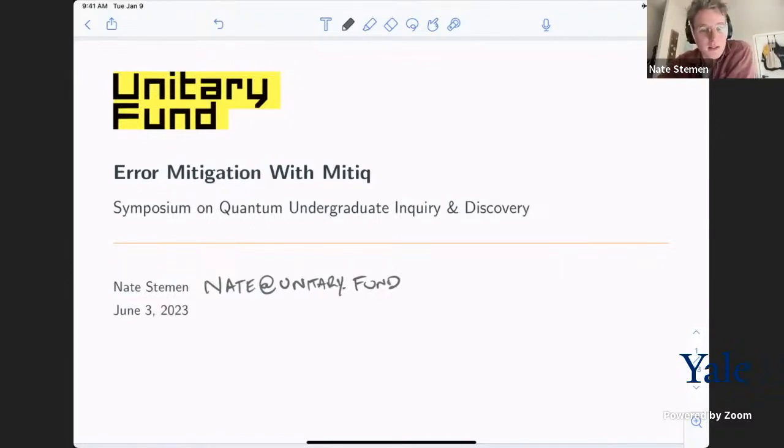Yeah, as Ben said, I'm Nate. I work at the Unitary Fund as a member of technical staff, which mostly just means I write code and work on technical things, among other things.